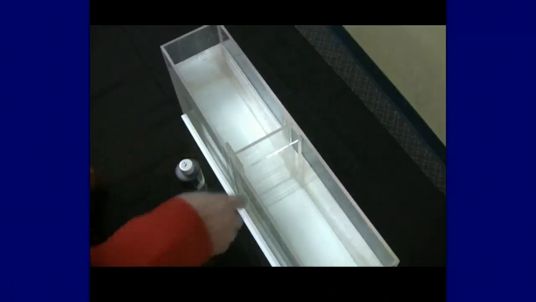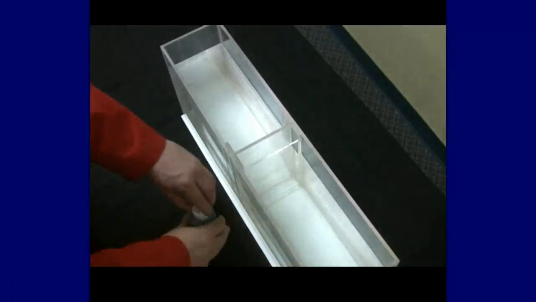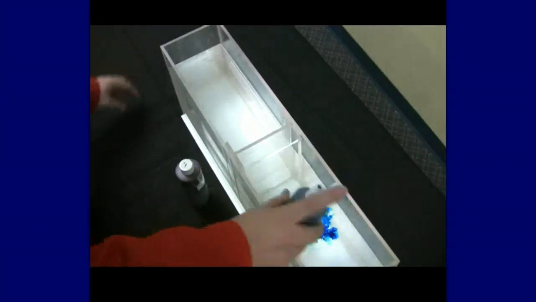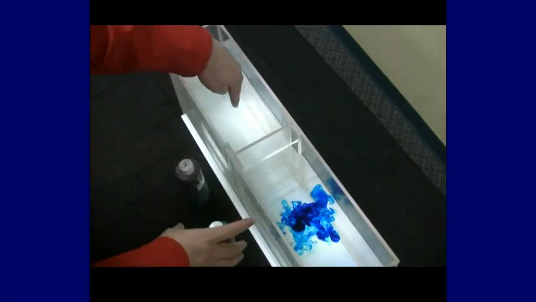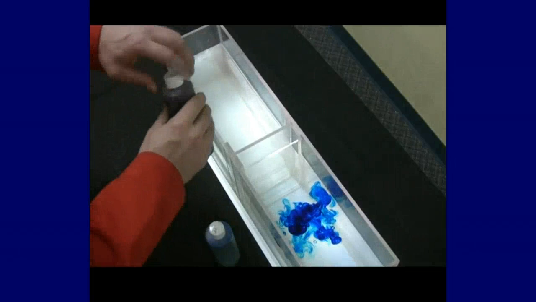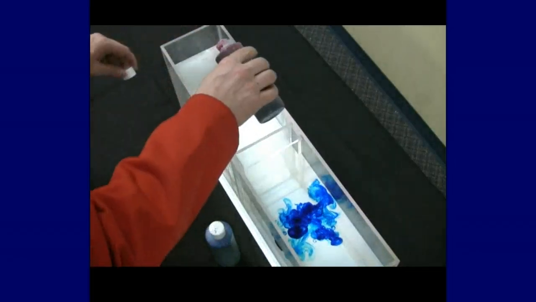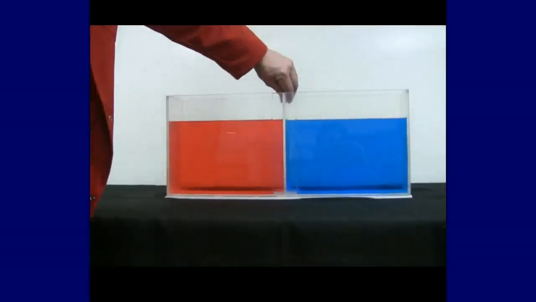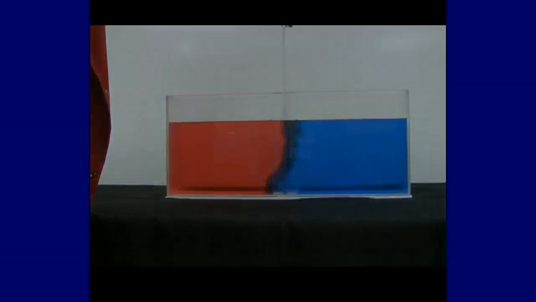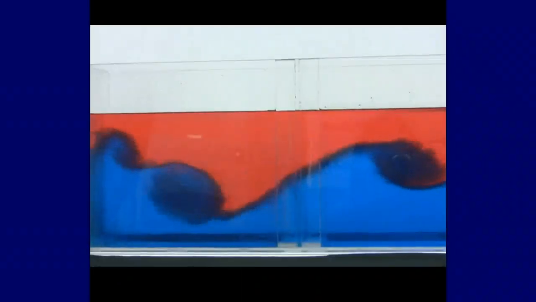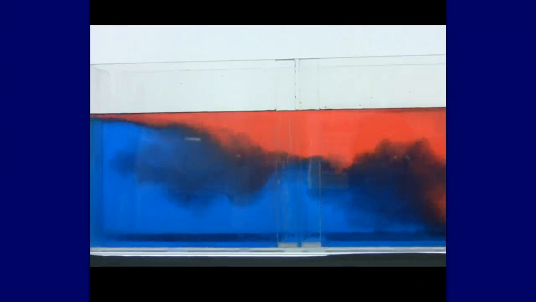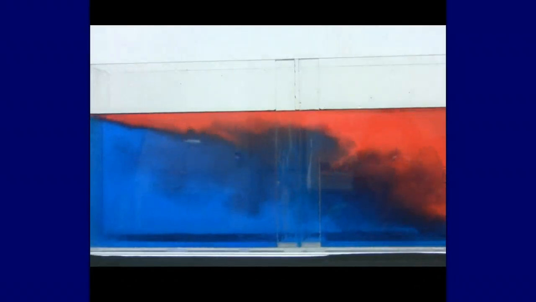In this side, I have cold tap water. We're going to mark that with blue fruit coloring. In this side, I have hot tap water. We'll mark that with red fruit coloring. I'm going to open the gate, allowing the two temperatures to mix. As you can see, there is a distinct separation between the two temperatures. The less dense red water is on top, and the denser blue water is on the bottom.